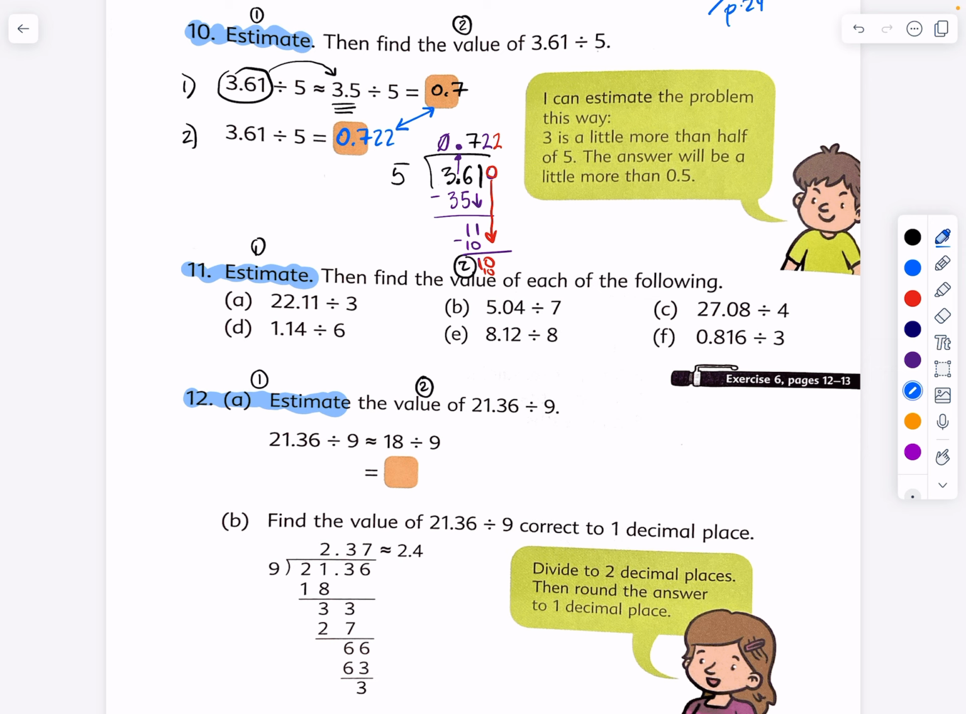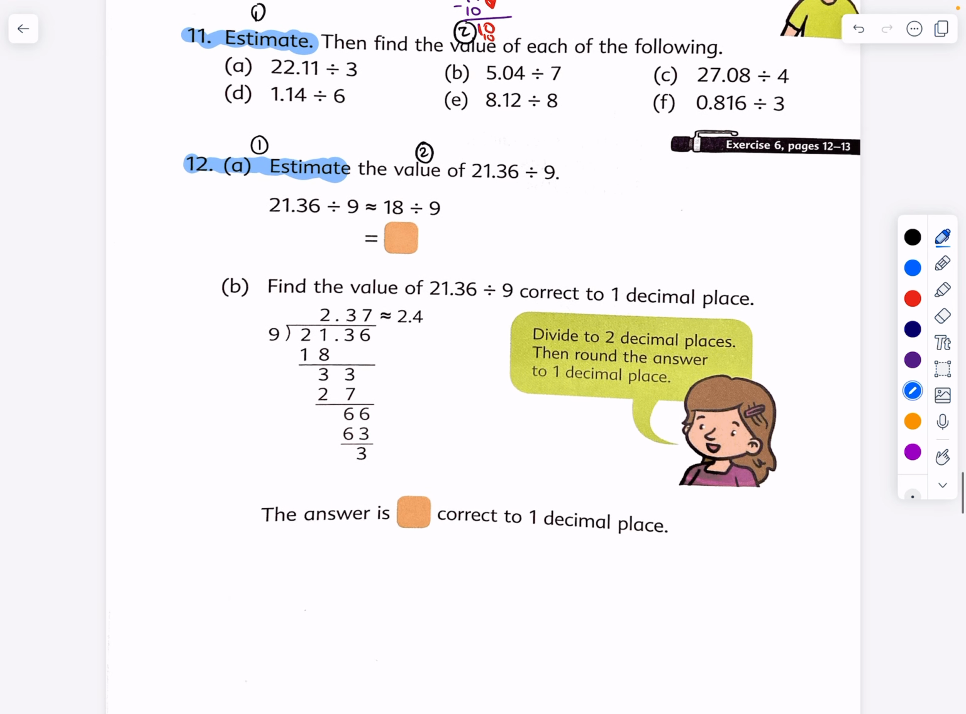Let's practice some more. Let's take a look at question 11. Step 1, let's go ahead and estimate first. 22.11 divided by 3, I would think of it as 21 divided by 3 should be about 7. 5.04 divided by 7, I would think of 5 divided by 7, we should have something around 0, right? 7 goes into 5 0 times.